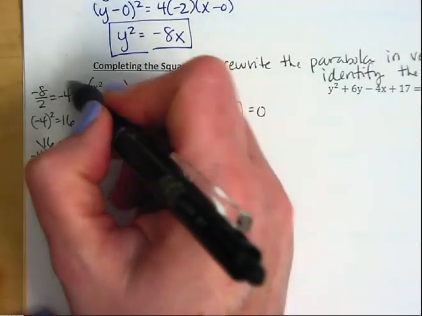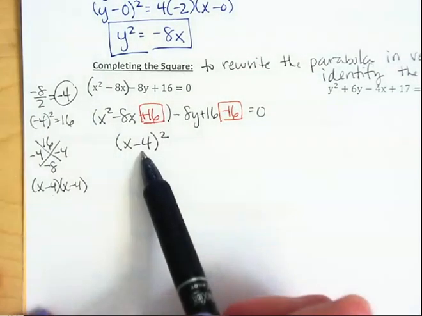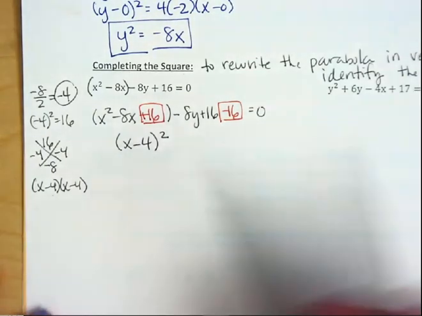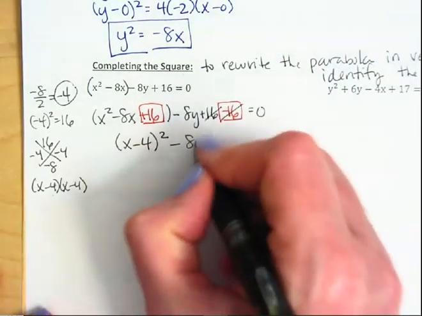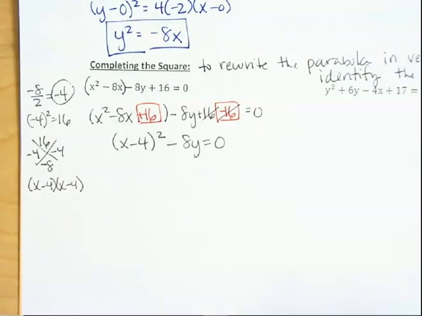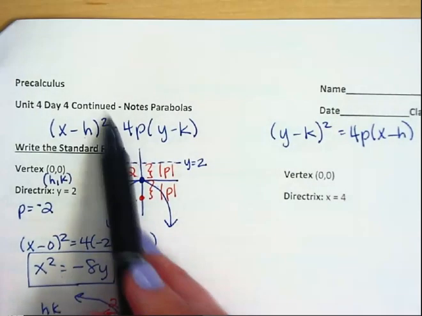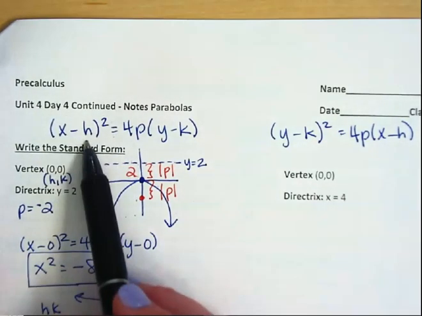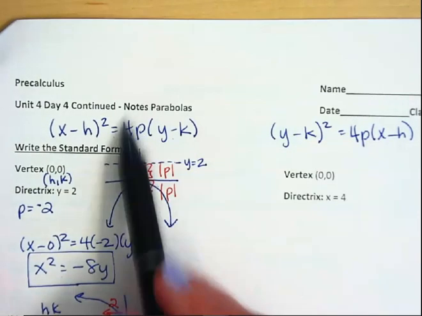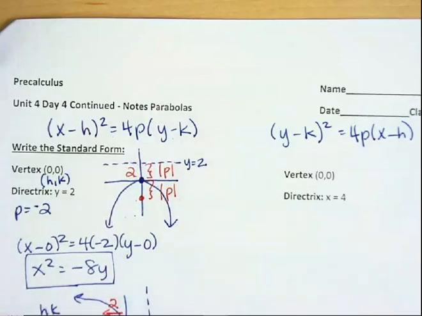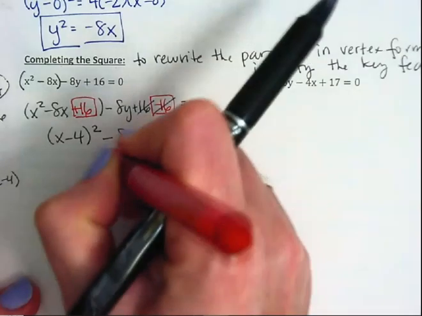And then we had the shortcut that whatever number you get when you divide by 2, that's going to be the same number that goes here in your factored form. And then 16 and negative 16 cancel, leaving me negative 8y equals 0. Now our equation that we're working towards, this squared binomial is by itself on the left, and the y to the 1 value is on the right. So to get that here, we're just going to take the negative 8y and move it over by adding it.